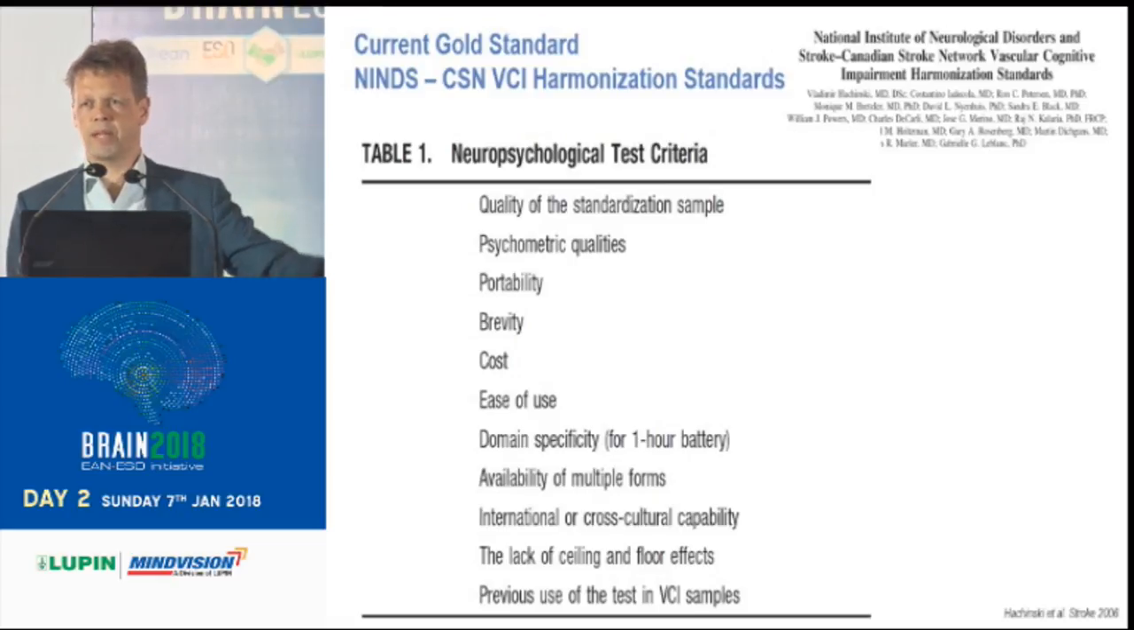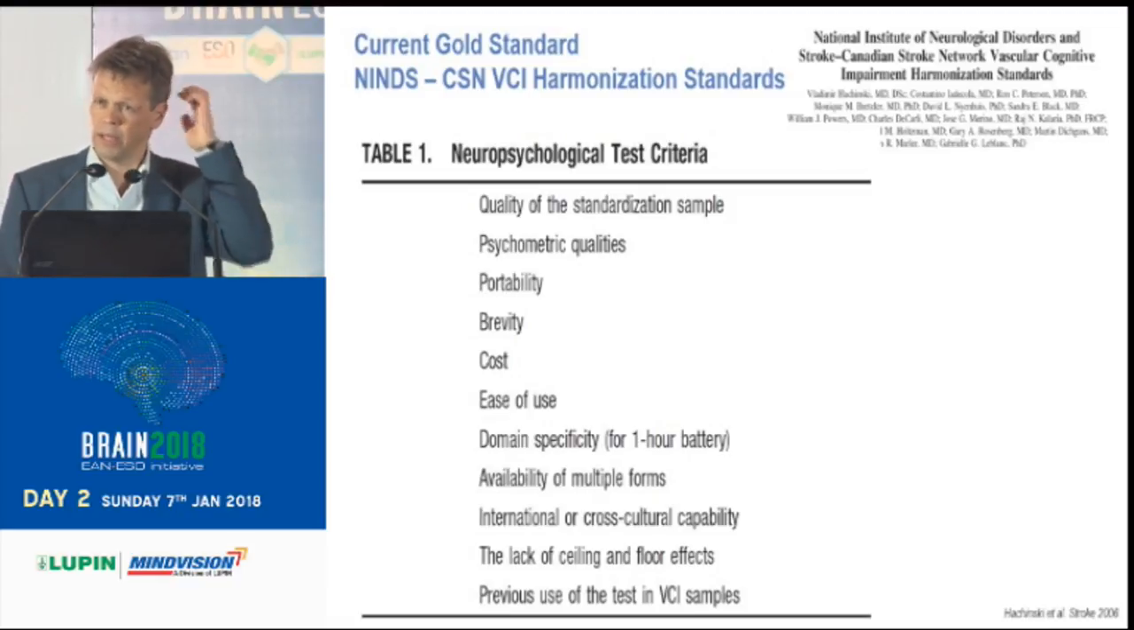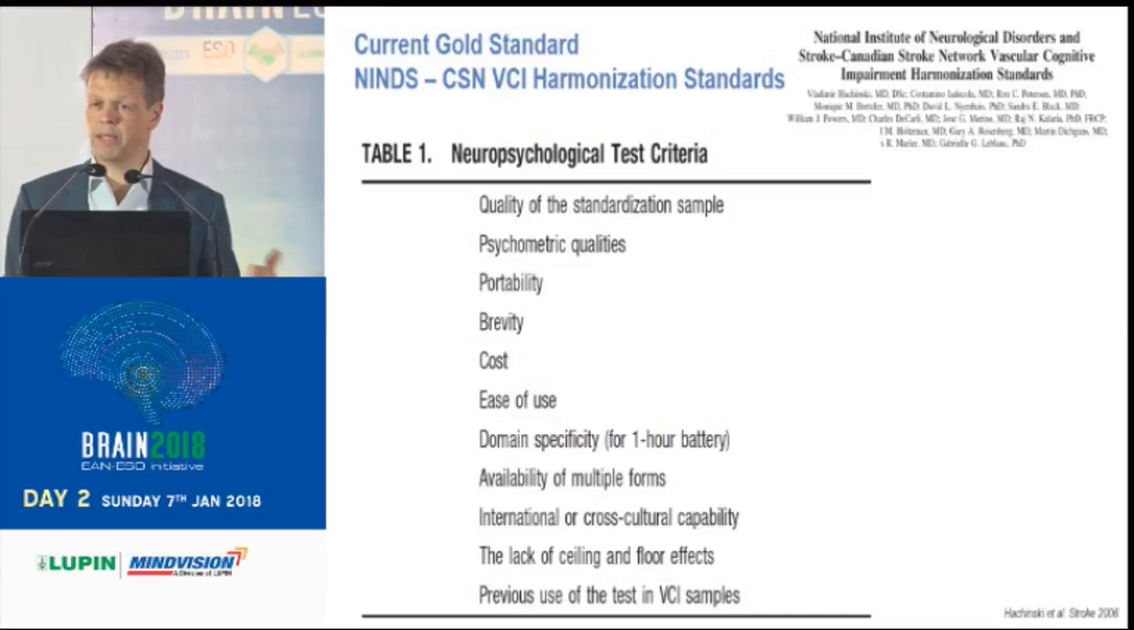So is it representative of what you are going to test, and especially applying to your particular population of patients? There must be multiple forms available. I'll get to that in a minute. So it must also take account of cultural aspects, language aspects in different continents. This is the aspect of international or cross-cultural capability. Again, there should be no ceiling or floor effects, and it should have been used in previous VCI samples.